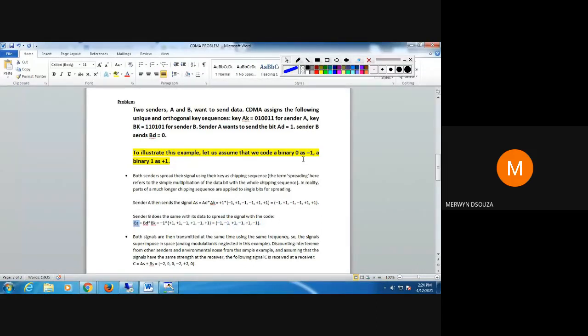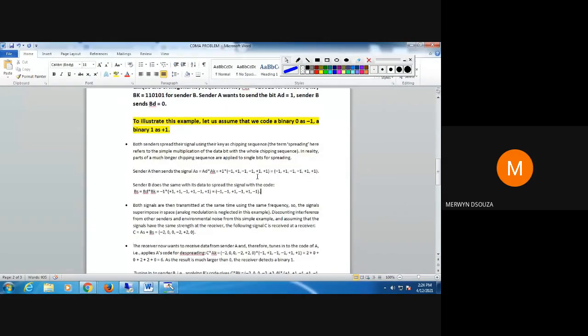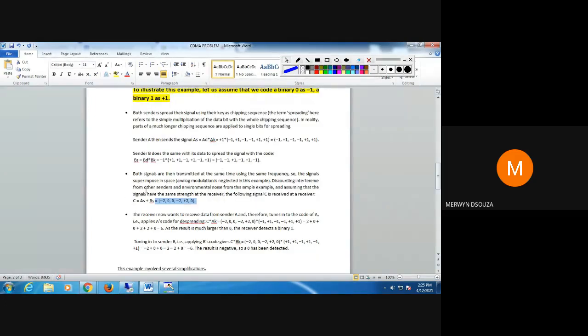Once you have found these two answers, you need to transmit now. So you need to superimpose AS and BS. You will superimpose these signals as C, adding both signals, AS plus BS. When you add this, you will get the answer as this. This is what will be transmitted now.